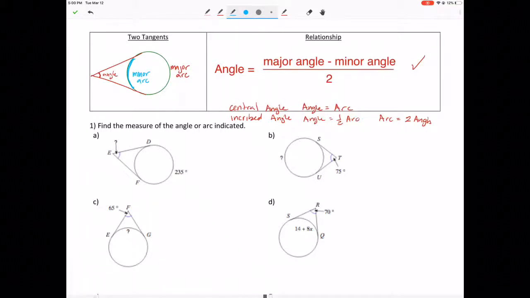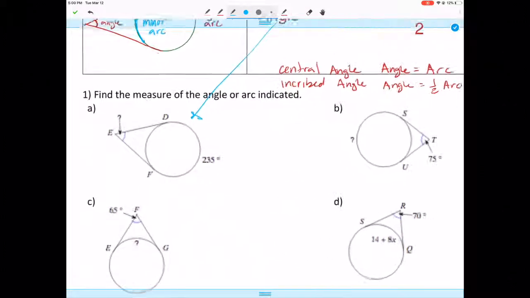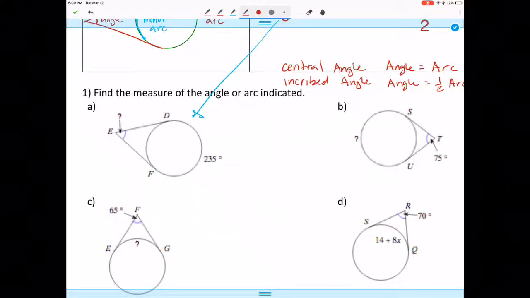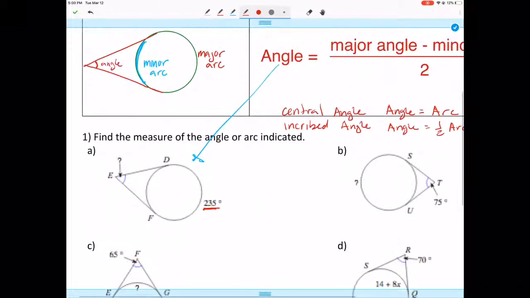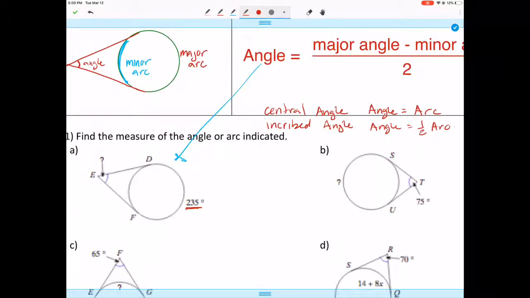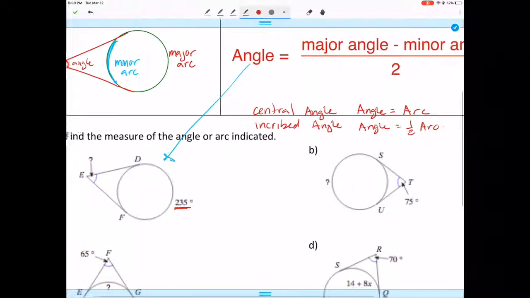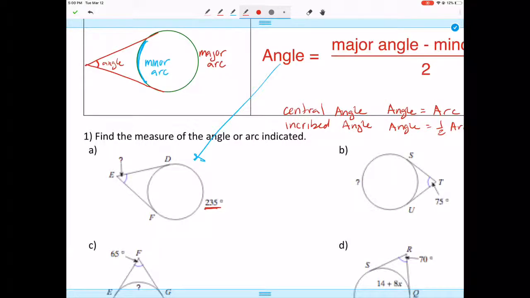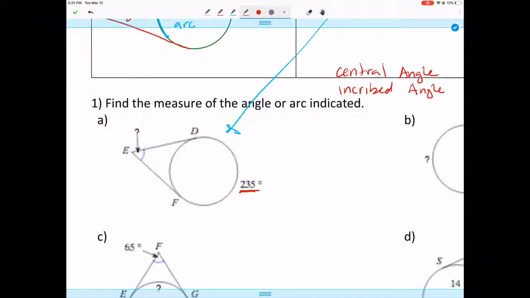So let's see if we can use this equation to solve this problem. We have this major arc, and in the equation we need to know at least 2 of the 3 things: the major arc, the minor arc, or the angle. We're looking for the angle, so we need to find out what this minor arc is. And you may think, well, Mr.